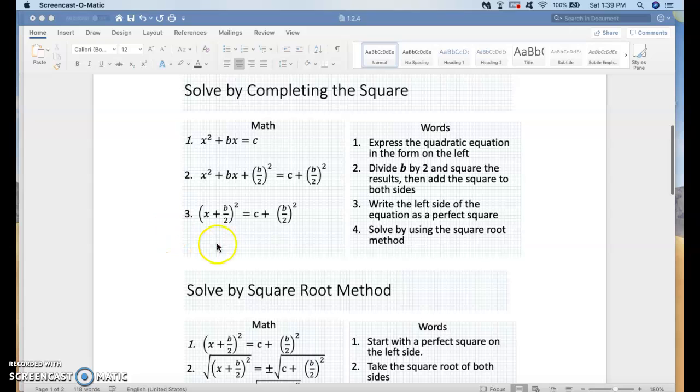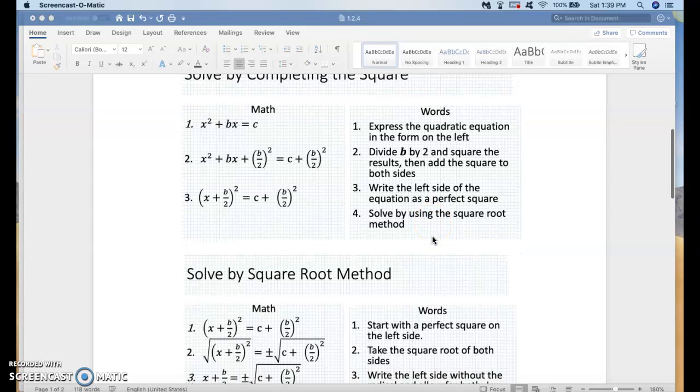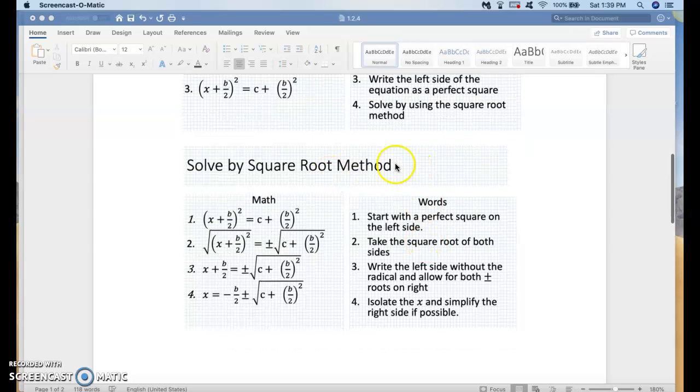Okay, so you write it as the perfect square. The left side is the perfect square. Then you will go back to the square root method and actually find the solution. And this is just a reference for the square root method. You're at this point. Your step 3 there becomes your step 1 here.